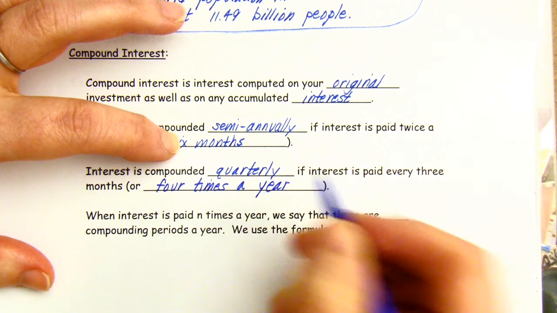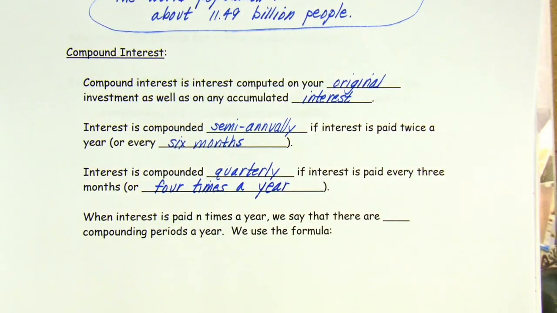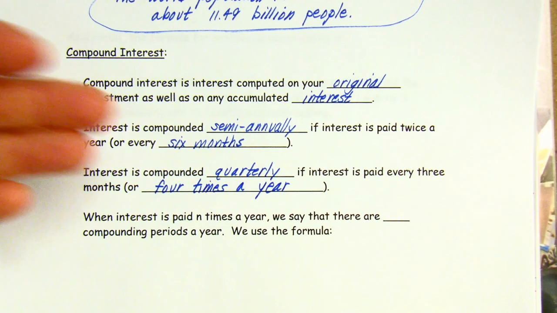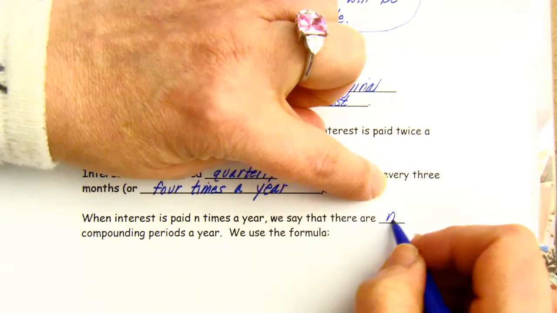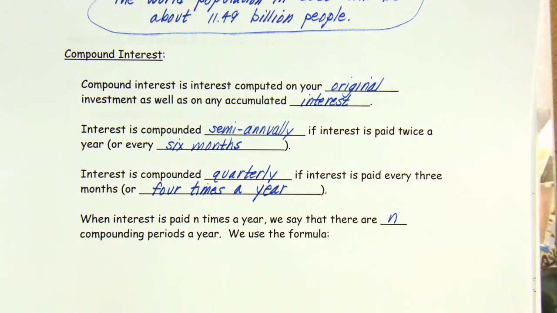And we have to be able to take the vocabulary and convert it into a number, like quarterly. We'd have to know that the number of times interest is paid is 4 when it's quarterly. If it's monthly, then the number of times interest is paid in that year is 12, and so on. When interest is paid n times a year, we say that there are n compounding periods a year.